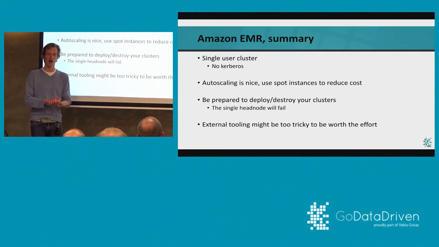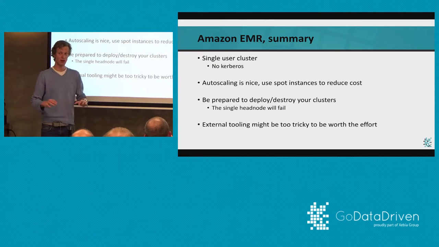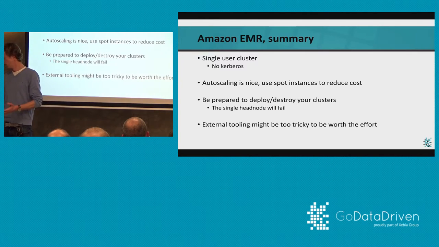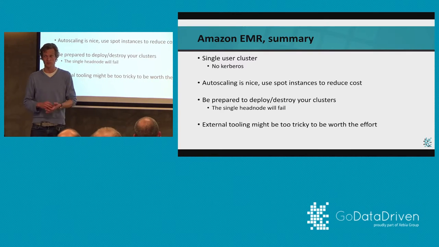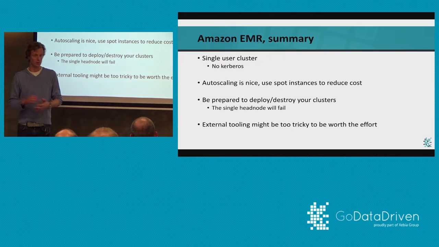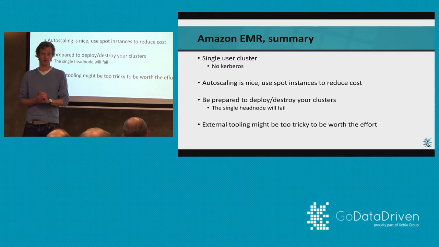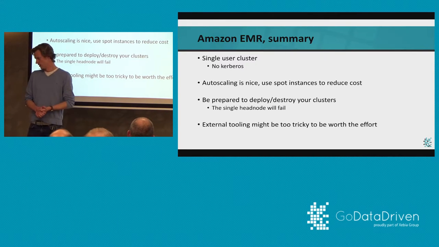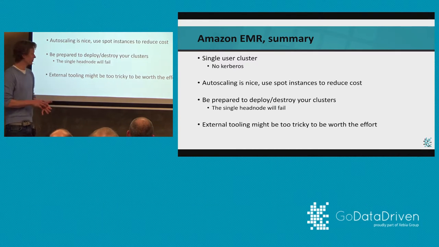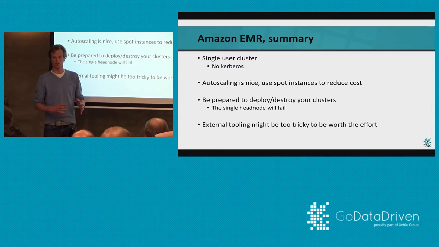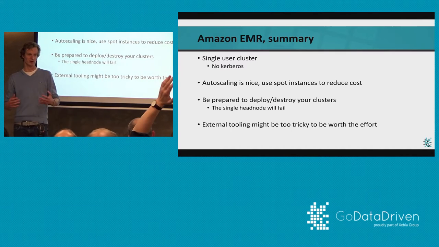So, summary. I would say EMR is a single user cluster, or at least a single user group cluster, because everybody you give access to that cluster can access all the data it has access to. The outscaling is nice. You can use spot instances to reduce cost. But be prepared to deploy and destroy your clusters, because this single head node will fail, and we've seen it failing. Like I said initially, if it fails, your cluster just dies. And it also doesn't recover, so it just stays dead. You have to manually remove it, and it's mumbo jumbo. And maybe this external tooling I just mentioned might be a bit too tricky to be worth the effort. Depending on your use case, maybe you want to save on cost. I don't know. But yeah, it's quite a cumbersome thing.